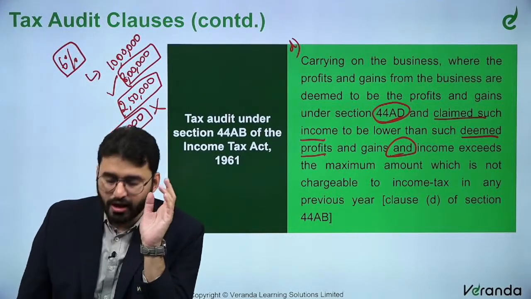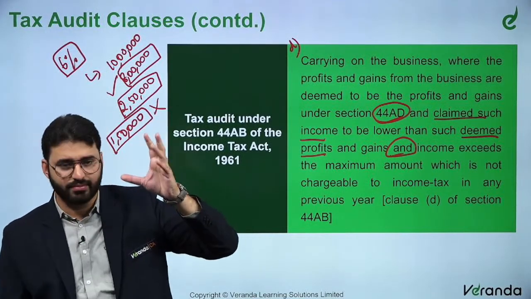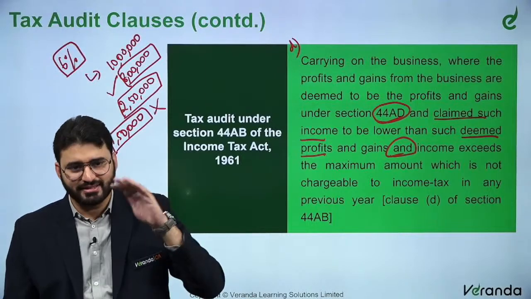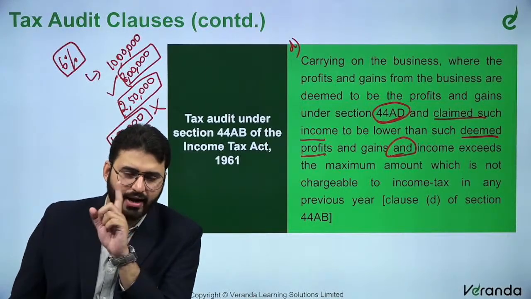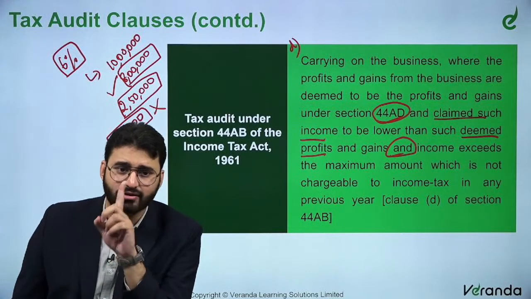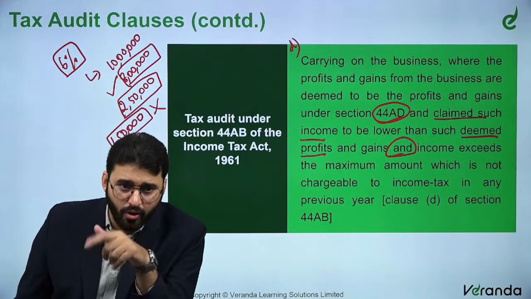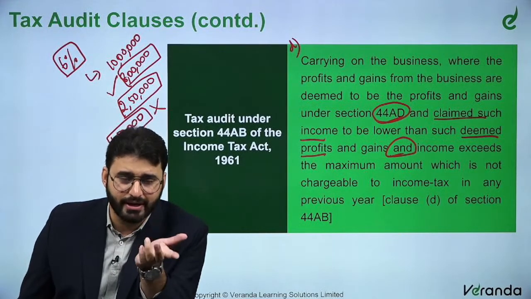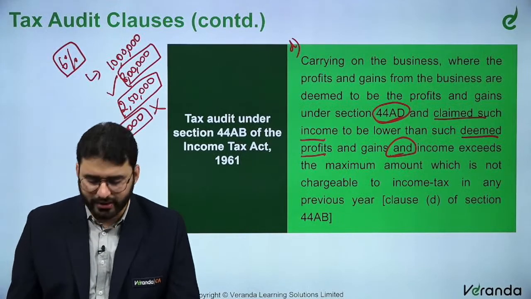Right. So again I repeat, under 44AD, if your declared income, the claimed income, is less than the presumptive taxation income, then you will have to do a tax audit. But there's also one more condition: if your declared income is more than the maximum chargeable limit under the income tax law, only then tax audit is applicable, otherwise it is not applicable.